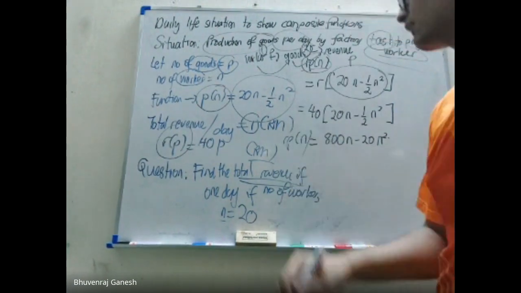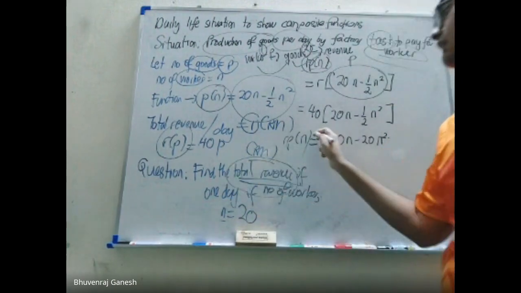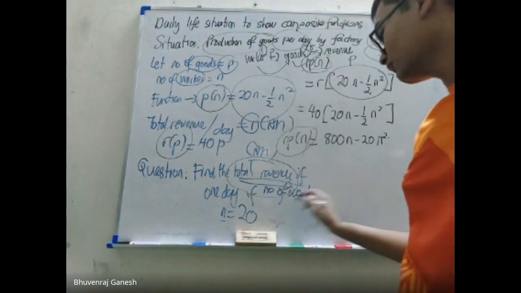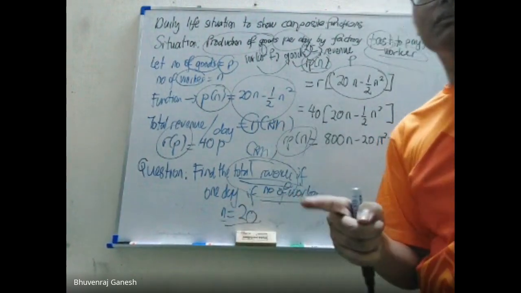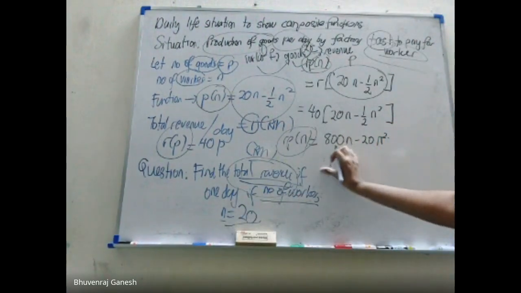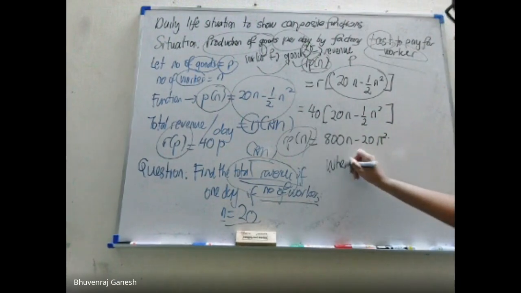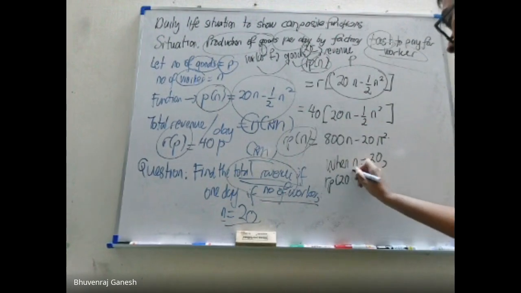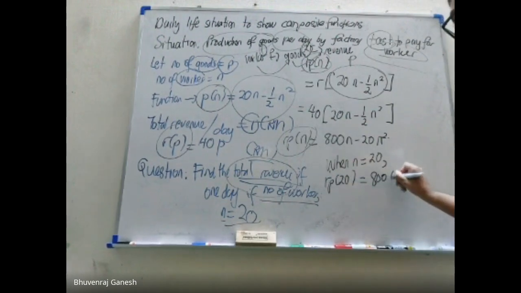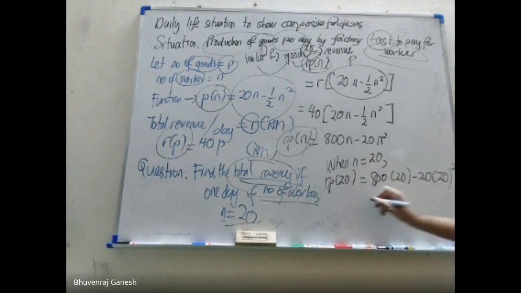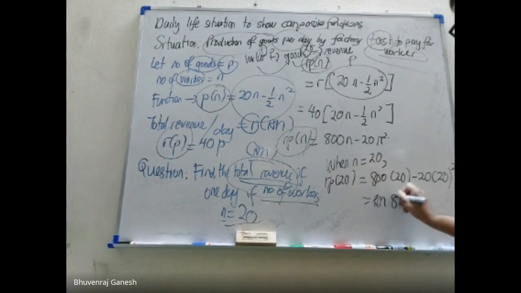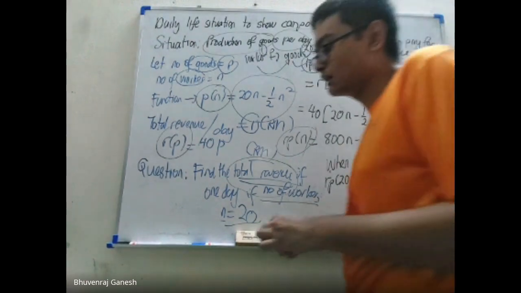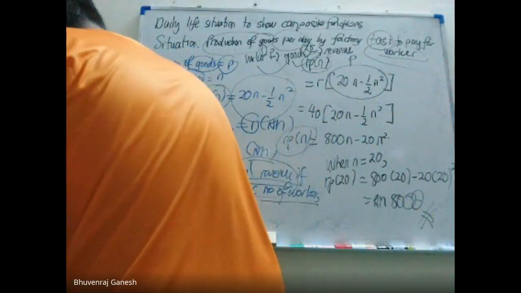And now refer back to the question. They ask total revenue. So total revenue is shown by R(P(n)) if the number of workers N is 20. So now you can substitute. Or you can say like this: when N equals 20, R(P(20)) equals 800(20) minus 20 bracket 20 squared. So you'll get RM 8,000, quite a lot for 1 day for all the workers. So that's your answer, RM 8,000.